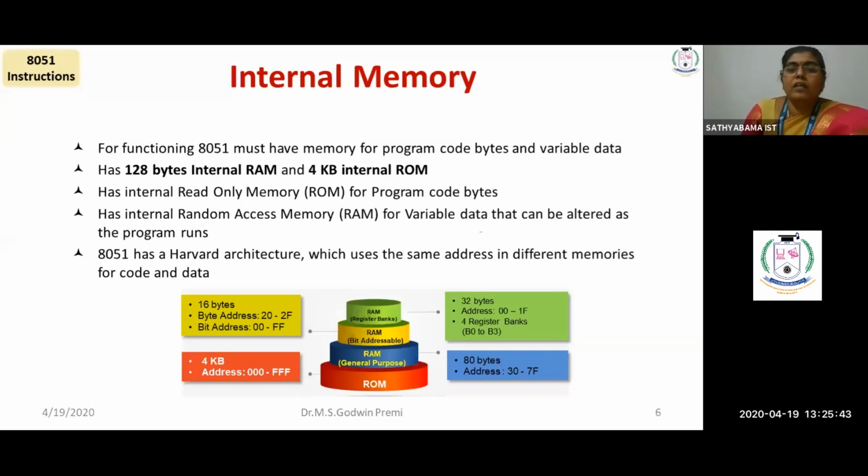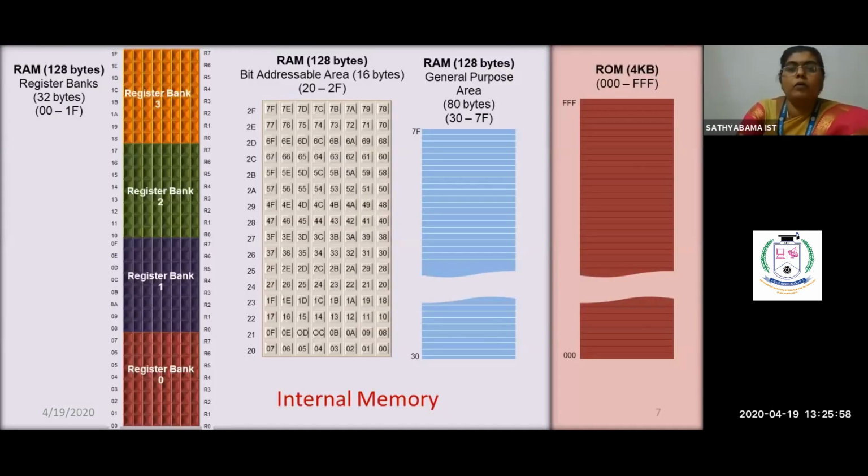The third one is the general purpose area. That is the next location address, 30 to 7F. So 00 to 7F is the 128 bytes internal RAM. Just have a look at the internal memory organization. These three are the internal RAM.